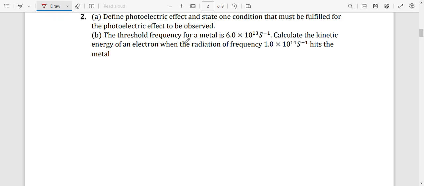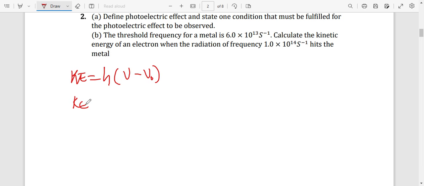Okay, the threshold frequency of a metal is 6.0 times 10 to the power 13 per second. Remember, frequency is given in per second, which is hertz. Calculate the kinetic energy of an electron when radiation of frequency 1.0 times 10 to the power 14 per second hits the metal. So remember, we said kinetic energy is given by Planck's constant, then you say frequency minus threshold frequency.